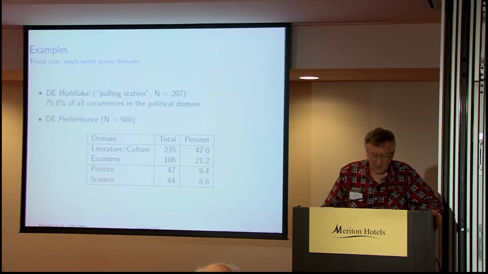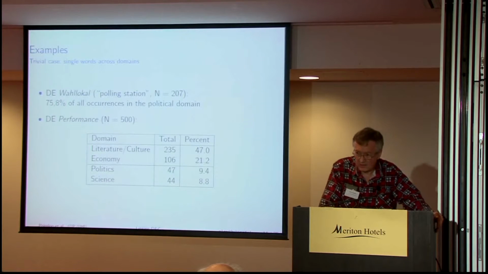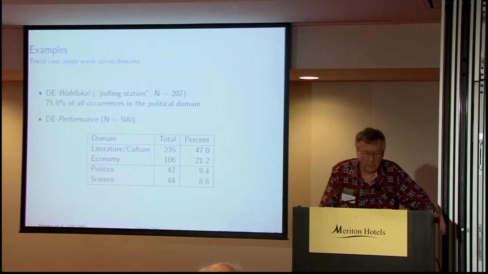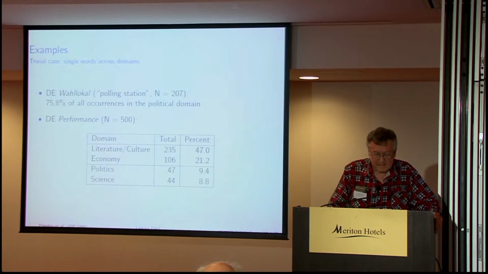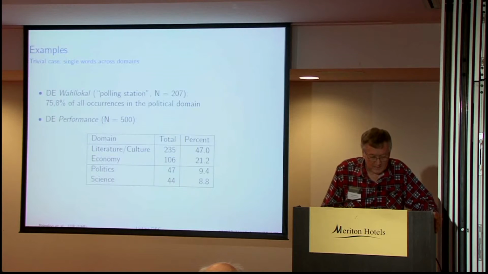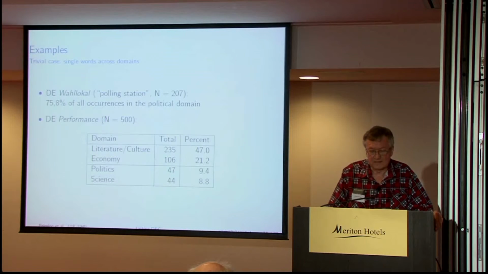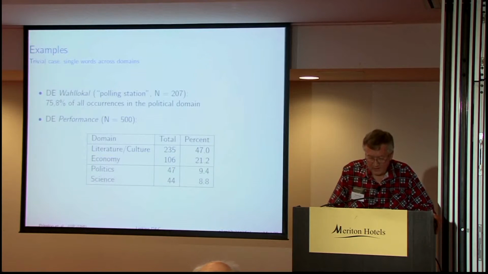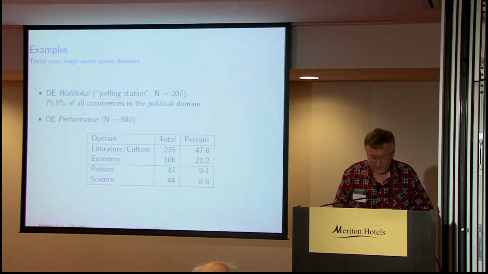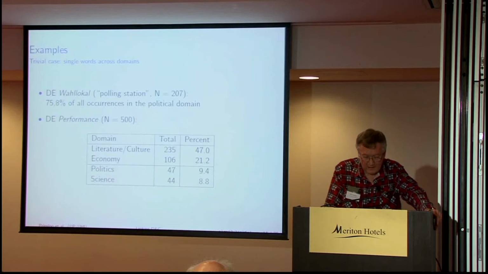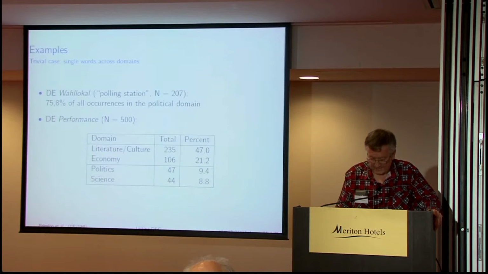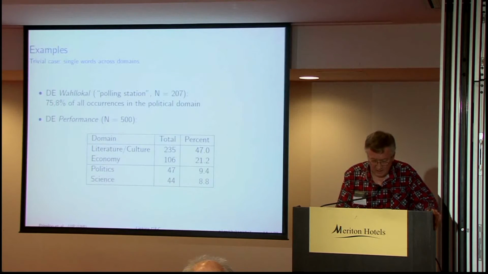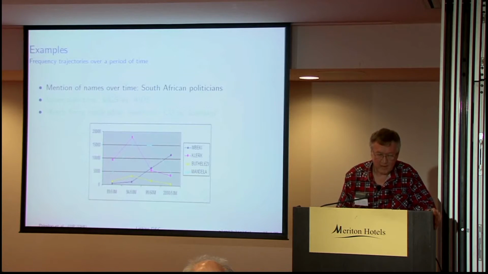Firstly, focusing on single words across domains, two examples to quickly look at. The German for polling station, Wahllokal, where you can see, not surprisingly, of course, that 75.8% of all occurrences is in the political domain. Then the bottom one, the performance, where you can see the breakdown in terms of percentage: 47% literature and culture, 21.2% in economy, 9.4% politics, and 8.8% in science. That gives one an immediate idea of the percentage breakdown.